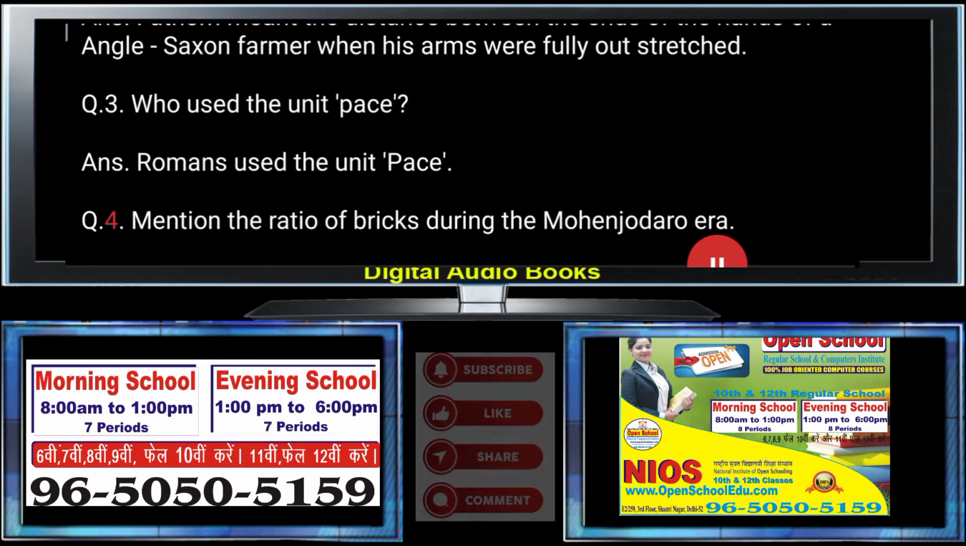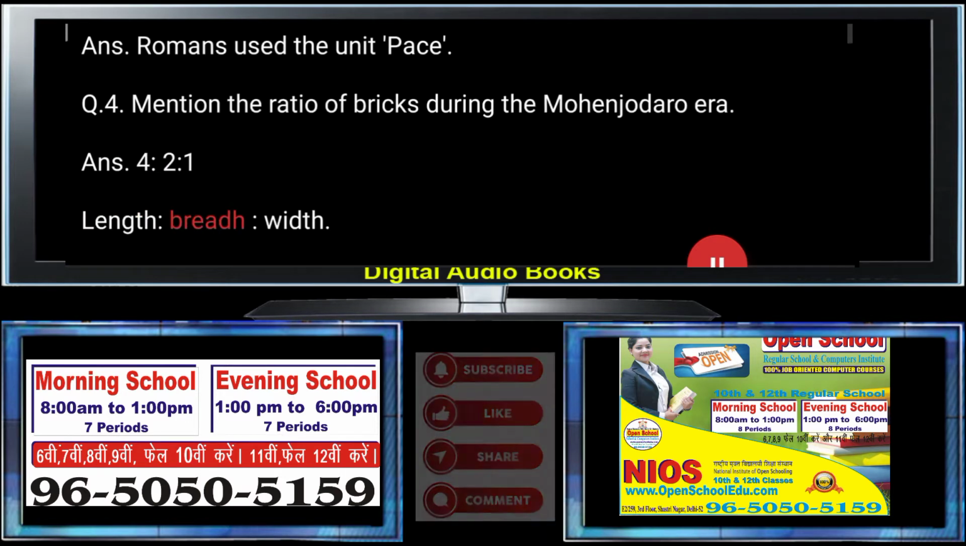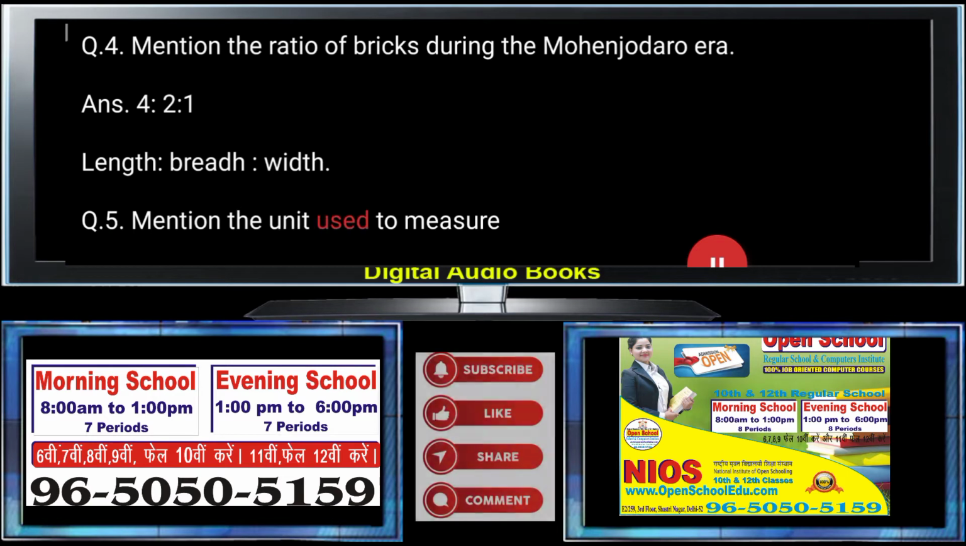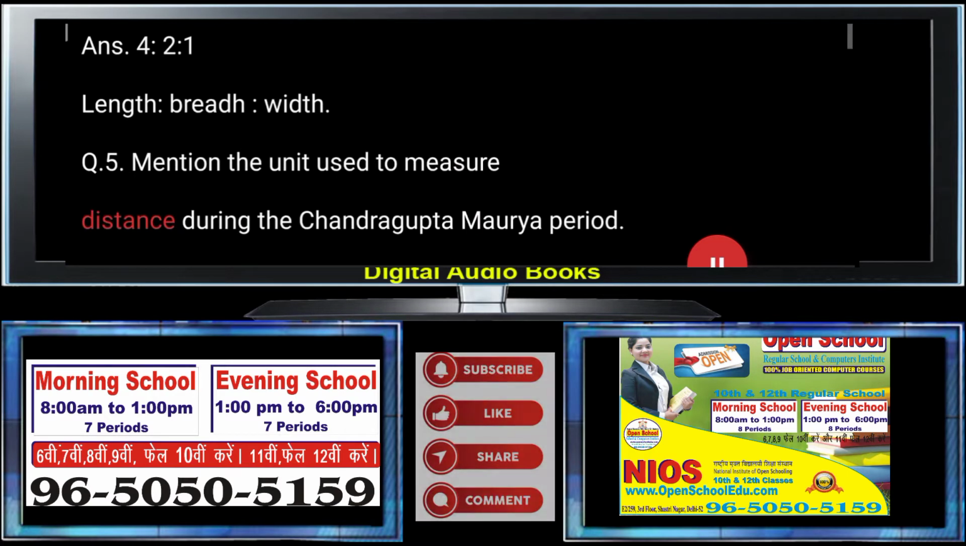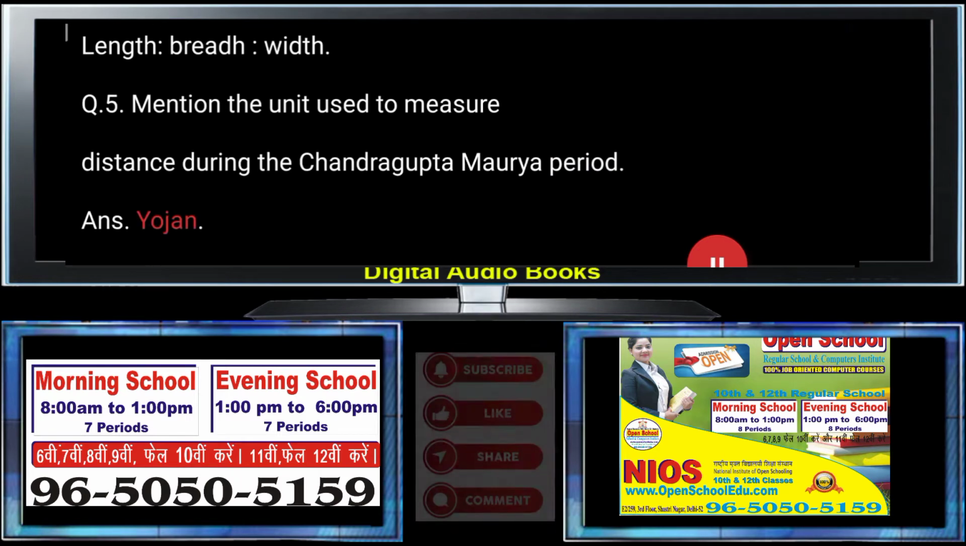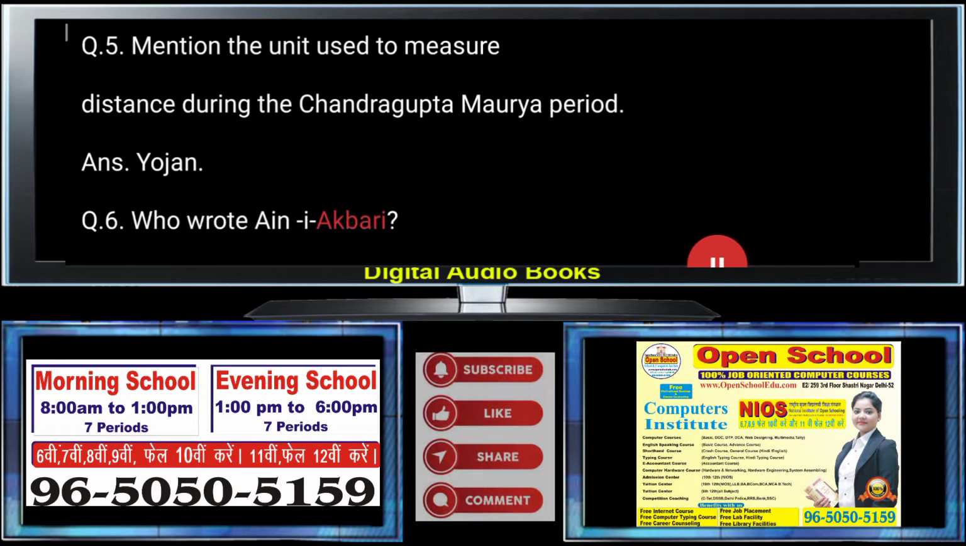Q. 4. Mention the ratio of bricks during the Mohenjo-daro era. Ans. 4, 2, 1. Length, breadth, width. Q. 5. Mention the unit used to measure distance during the Chandragupta Maurya period. Ans. Yojan. Q. 6. Who wrote Ain-i-Akbari?